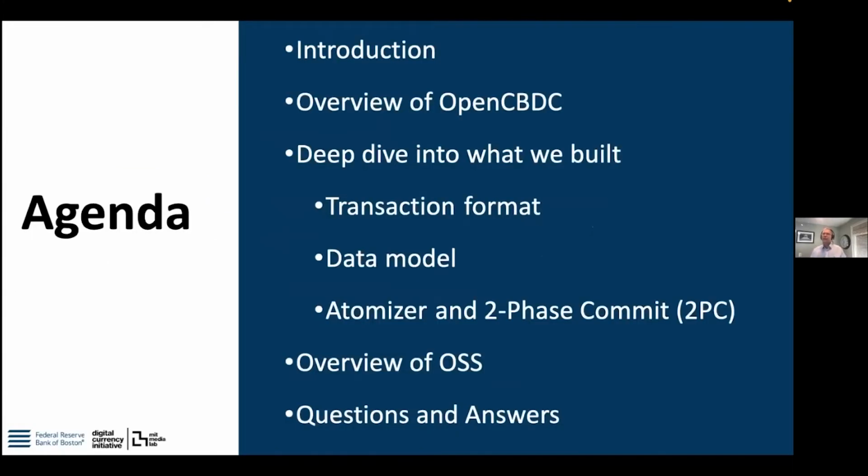So here's the agenda for today's meeting. I'm going to be doing a simple introduction, and then I will turn it over to have a little bit more of an introduction about the DCI. Then we're going to do an overview. I'll do an overview of OpenCBDC, and then we'll do a deep dive into what we've built. James Lovejoy will do that, and then we'll have an overview from Sam on the open source project, and then we'll open it up to Q&A. And again, please send questions throughout, and we'd love to answer them.